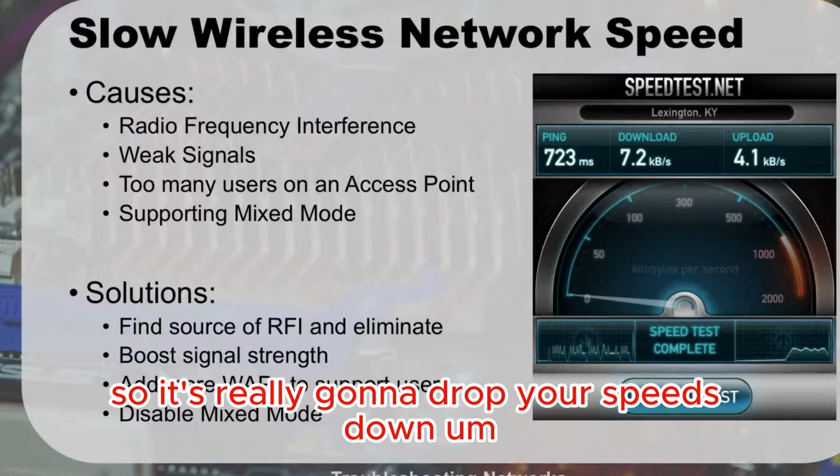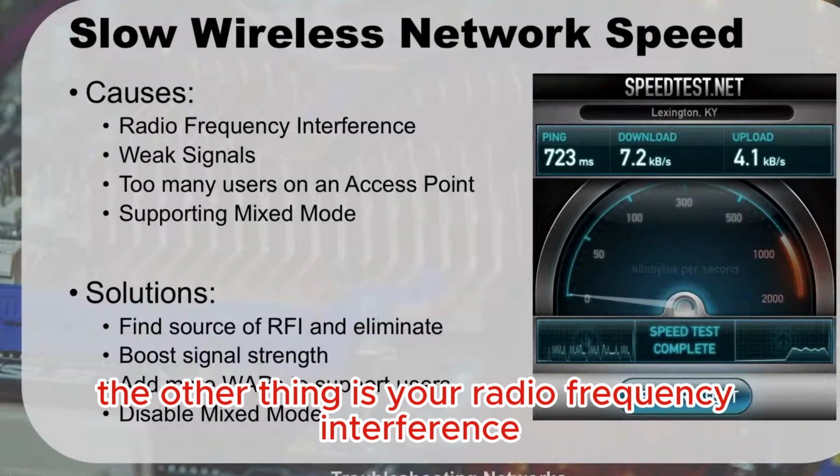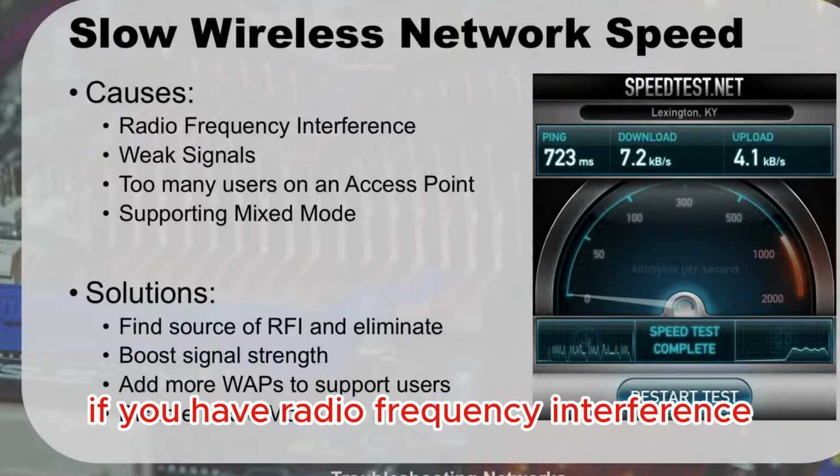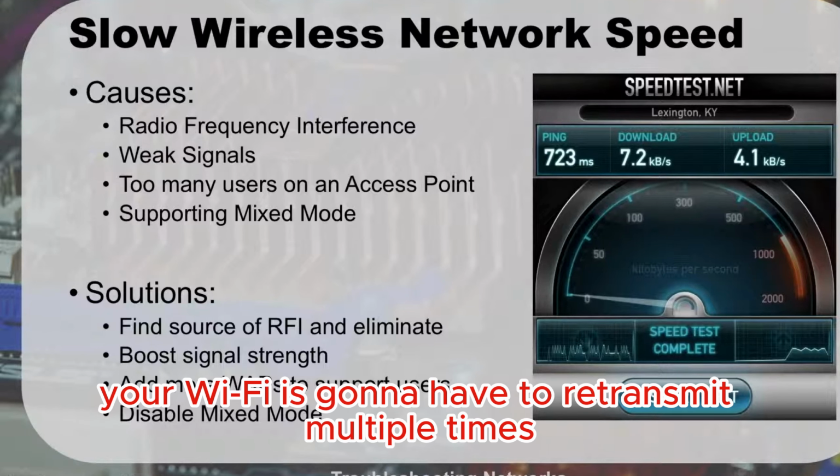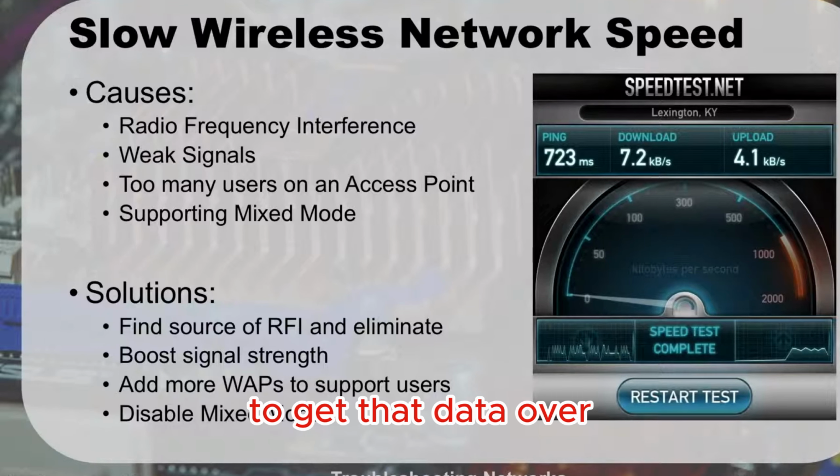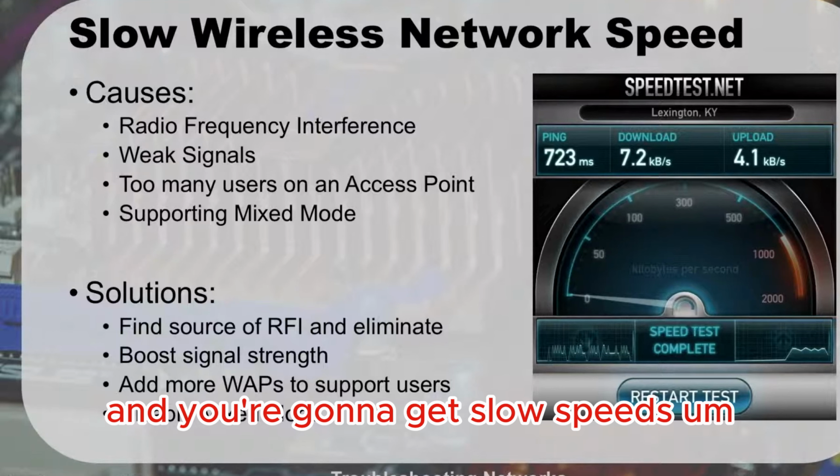The other thing is your radio frequency interference. If you have radio frequency interference, what's going to happen is your Wi-Fi is going to have to retransmit multiple times to get that data over. You're going to get slow speeds.